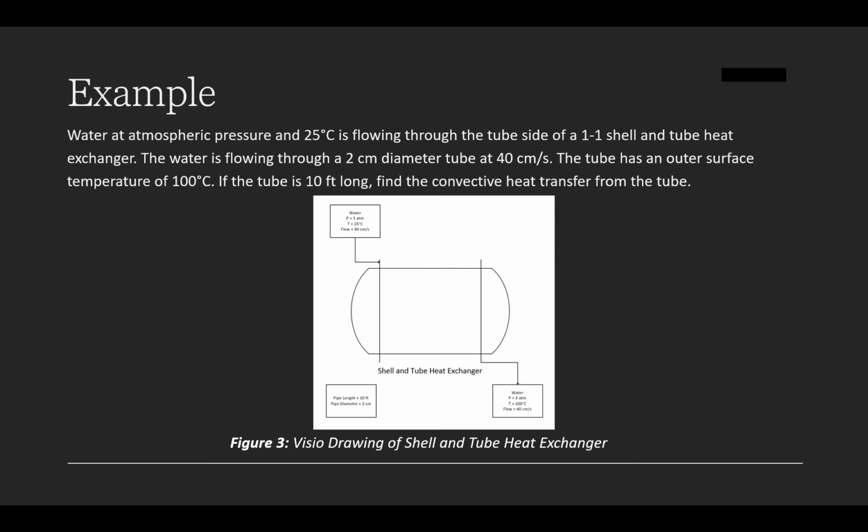Water at atmospheric pressure and 25 degrees Celsius is flowing through the tube side of a 1-to-1 shell and tube heat exchanger. The water is flowing through a 2 cm diameter tube at 40 cm per second. The tube has an outer surface temperature of 100 degrees Celsius. If the tube is 10 feet long, find the convective heat transfer from the tube.